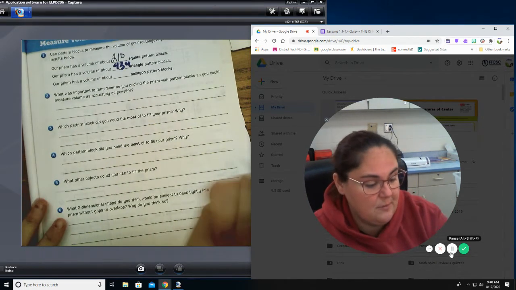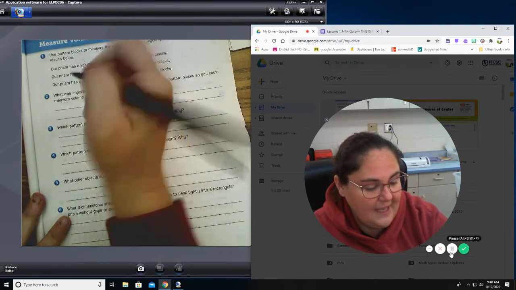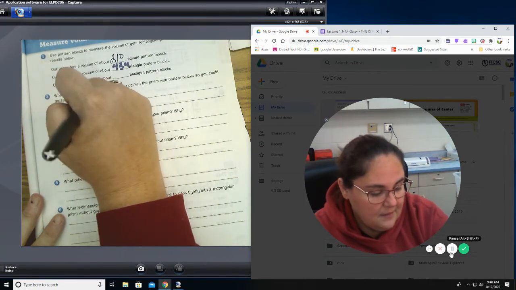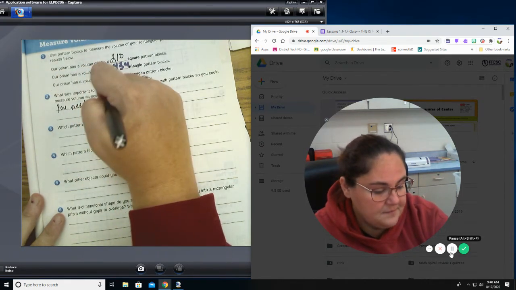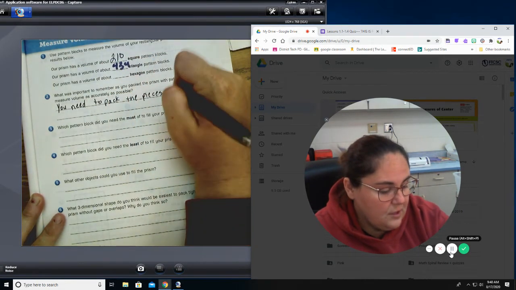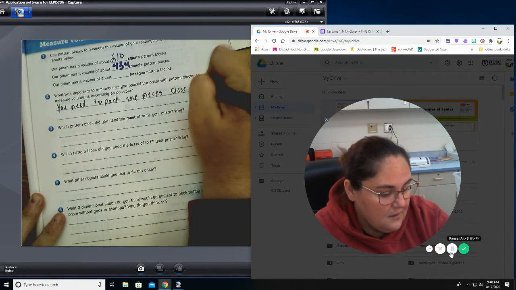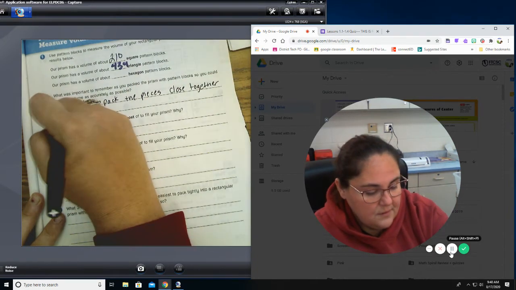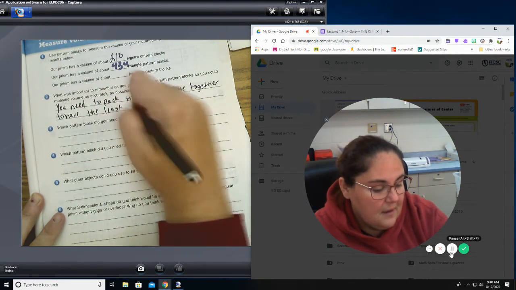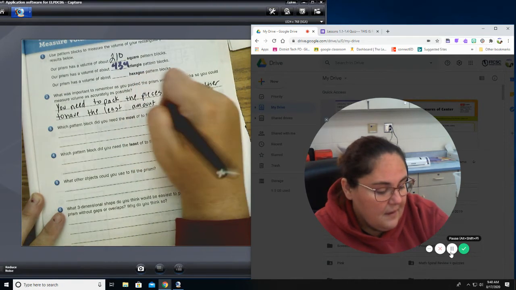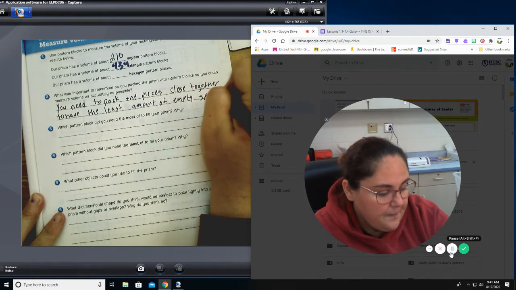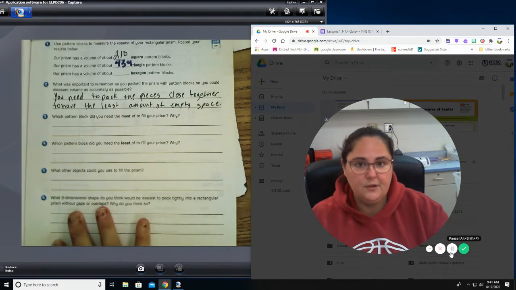What is important to remember in order to get the most accurate information possible? You need to pack the pieces close together to have the least amount of empty space. That's what you're going to write.